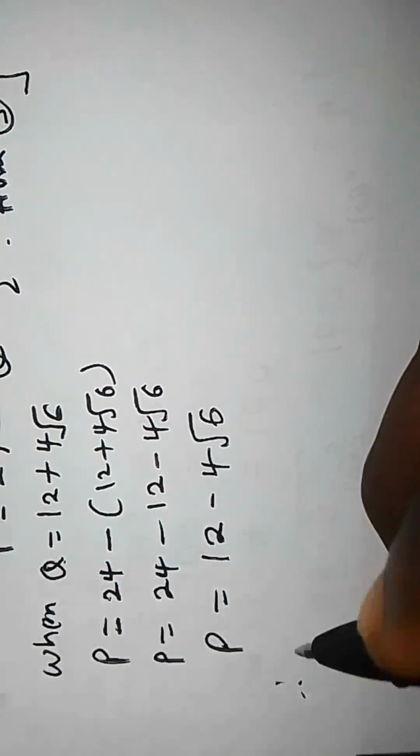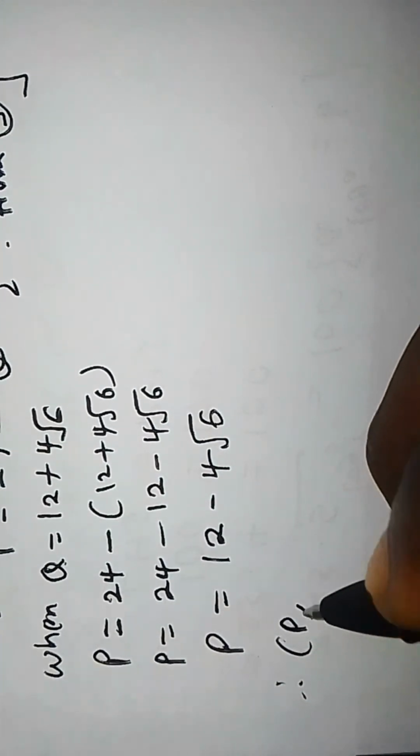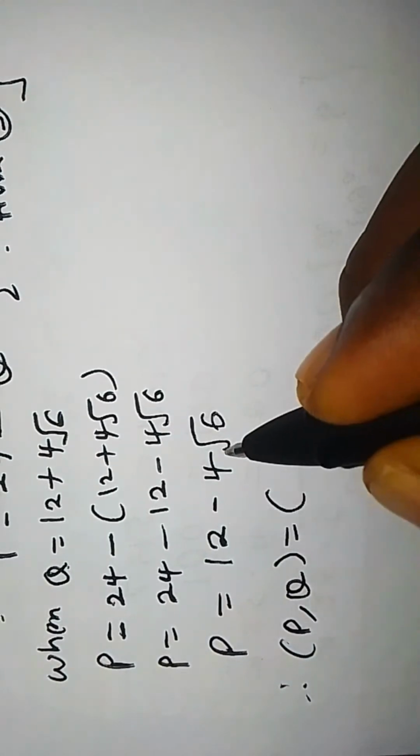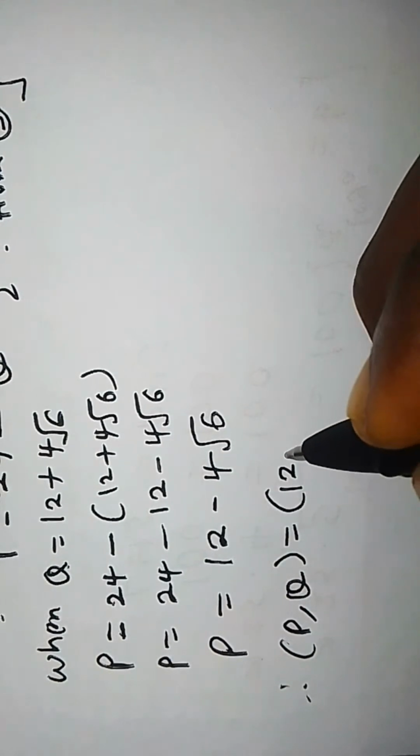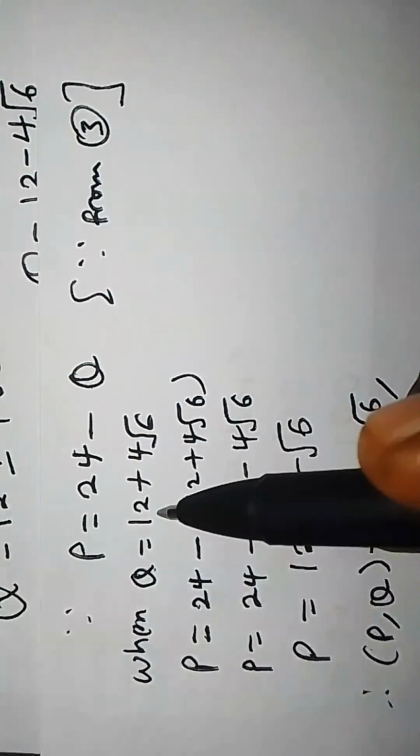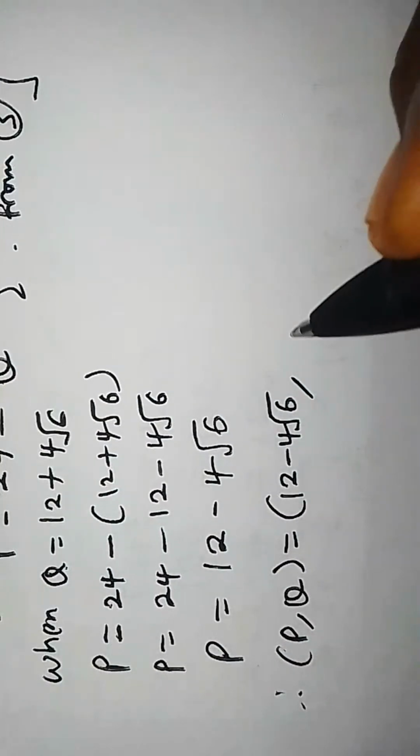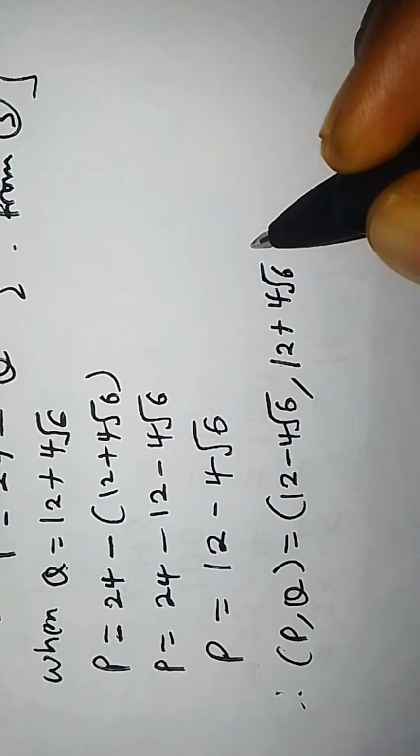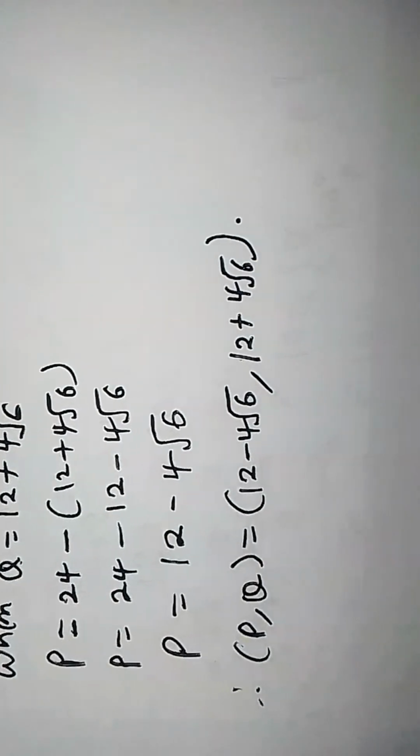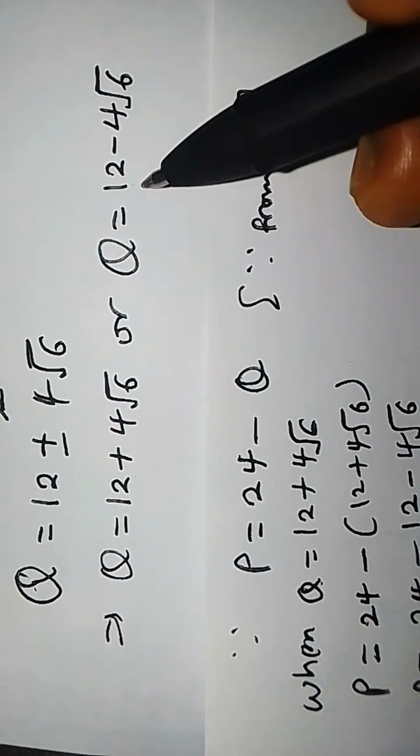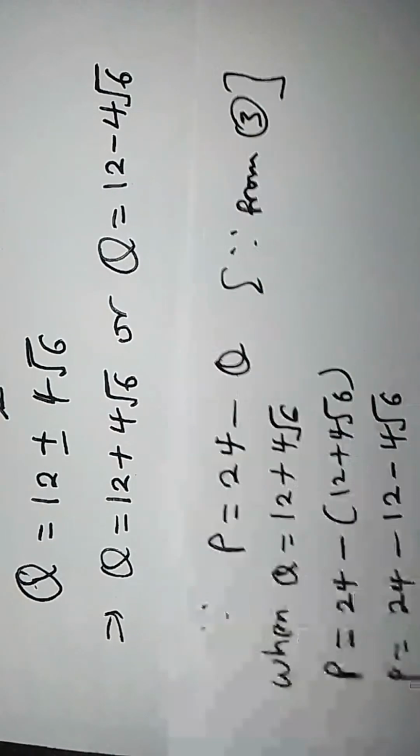Therefore, the first solution, let's say (p, q), is equal to, our p is 12 minus 4 root 6, comma, and q is 12 plus 4 root 6. This is the first solution. Now, let us consider the case when q is 12 minus 4 root 6.